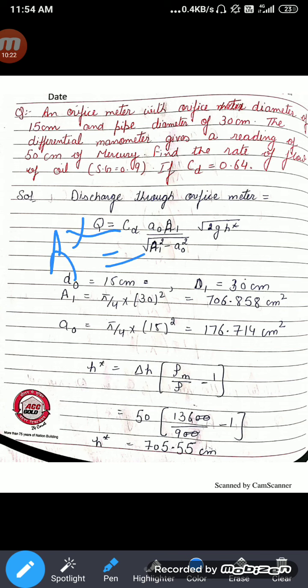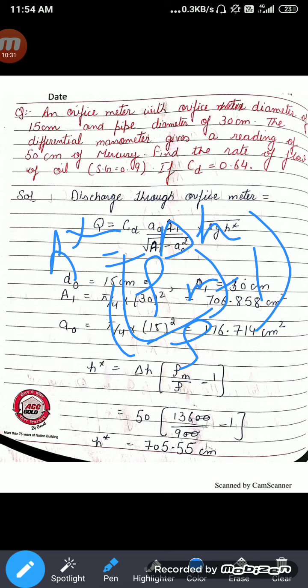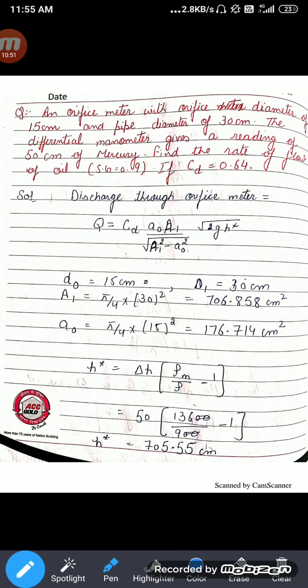H star is equal to what? Delta H into rho m upon rho minus 1. Now the manometric fluid is what? It is mercury, as given here. So what is the specific gravity of mercury? 13.6. For obtaining the density, we have to multiply it with 1000. We get 13,600. And the specific gravity of the oil flowing through the pipe is 0.9. Convert it into density and you will get 900. From this we can obtain the H star value.